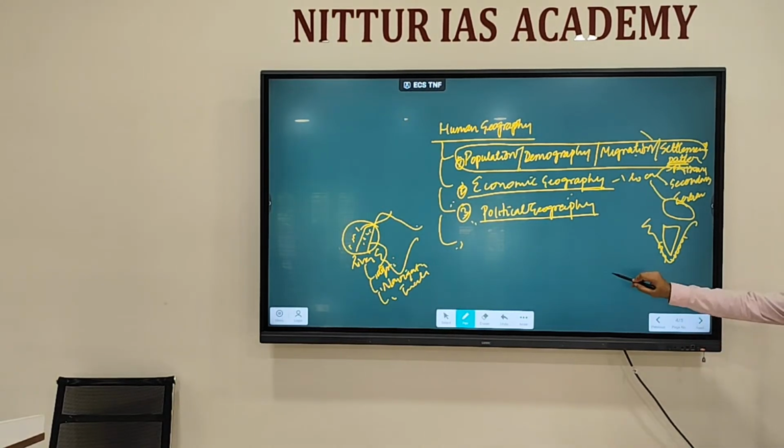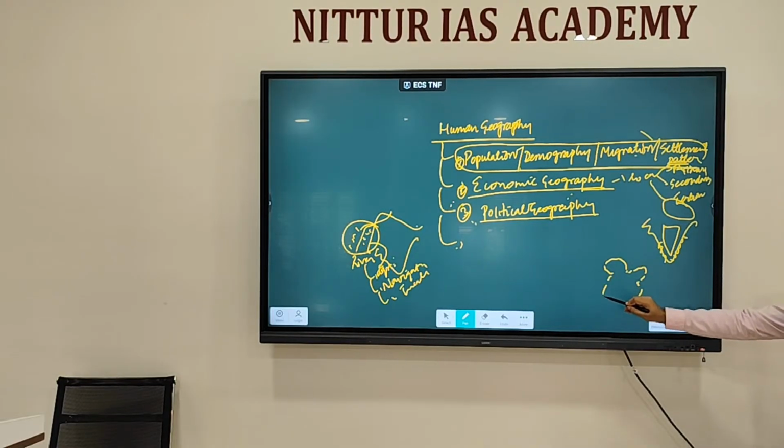Let's say you see this region. Currently, this region is under the control of whom? The Aksai Chin region is under the control of China. This region, Gilgit-Baltistan, is in the control of Pakistan. You'll find POK, Pakistan-occupied Kashmir, under the control of Pakistan. This region is under the control of Kashmir.